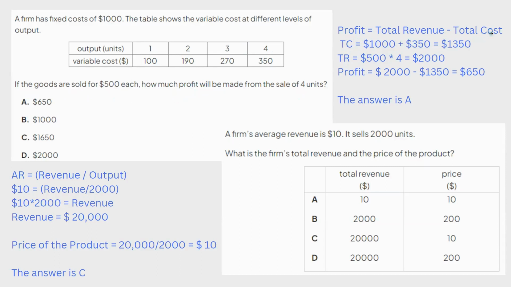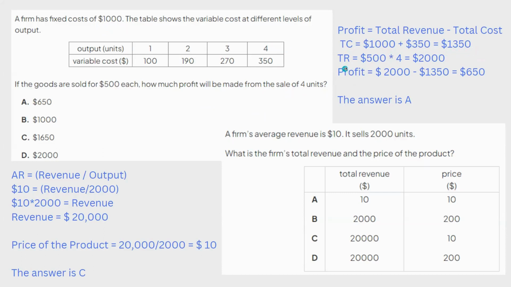I mean, there's no formula, but we know that if you want to take out a profit, you have to deduct money earned from the cost. So we just did that. Now let's calculate total cost. Total cost is fixed cost plus variable cost. The fixed cost is given here, which is $1,000. We wrote it here. About the variable cost, it says 4 units. So we go here. The variable cost in the table is $350. So we do $1,000 plus $350, which is $1,350.